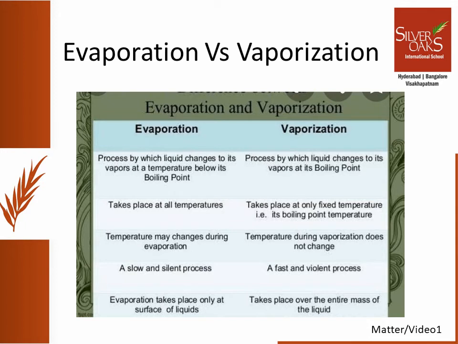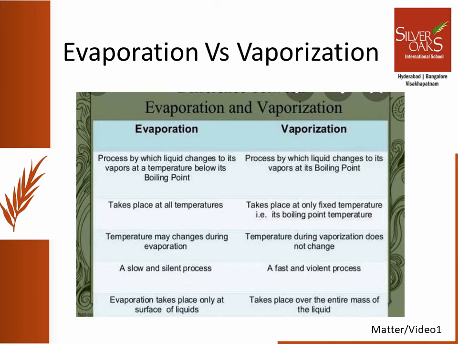So this is a recap of the differences between evaporation and vaporization processes. You have learned these differences during your summer task already. So let us go through them once. Evaporation is the process by which liquid changes to its vapor at a temperature below its boiling point, whereas vaporization happens at boiling point. Evaporation takes place at all temperatures. Vaporization will occur only at a fixed temperature.